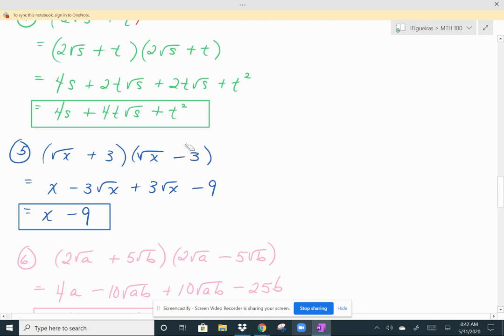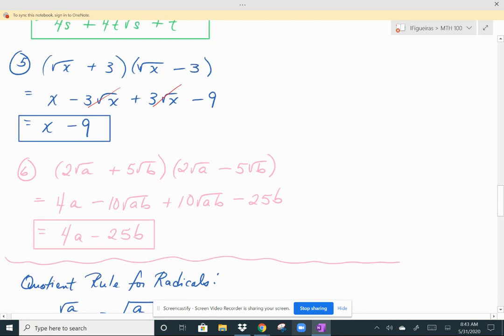So first term, root x and root x is just x. Outer is negative 3 root x. Inner is positive 3 root x. And last is negative 9. So the outer and inner, or my middle terms, cancel each other out. So your answer is just x minus 9. So we'll do one more.